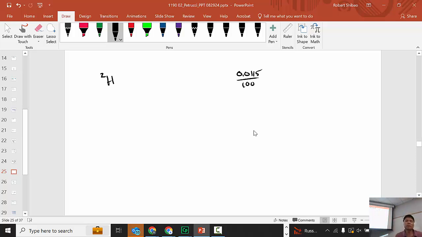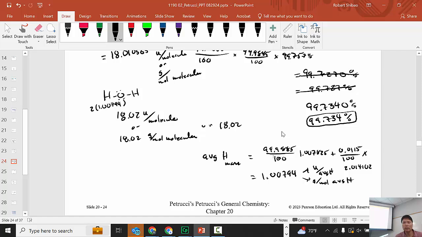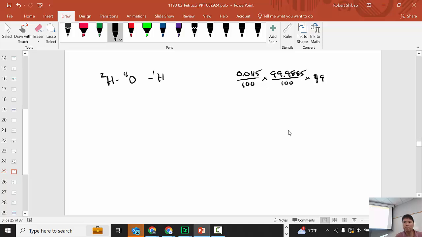However, since we're doing the hydrogens first, let's grab the other hydrogen. The other hydrogen will make an H1. The other hydrogen is going to have a much higher probability. That's going to be 99.9885 out of 100 chance of grabbing this other hydrogen as an H1. And then we're going to go with O16. O16 is going to be the most abundant. This is going to be 99.757%.